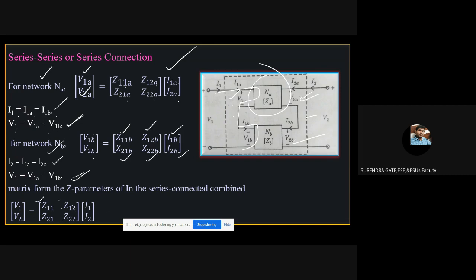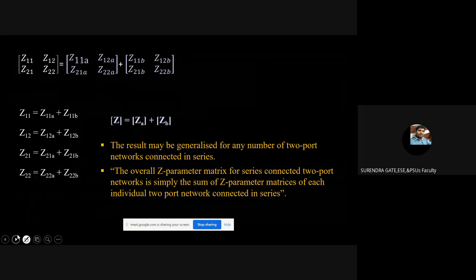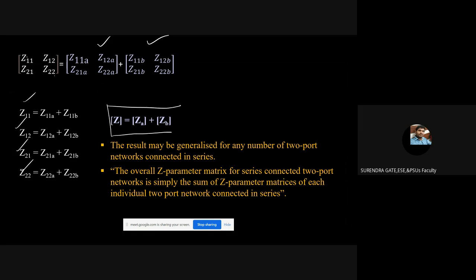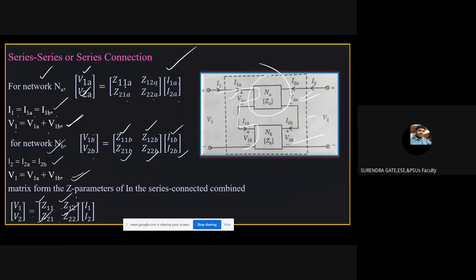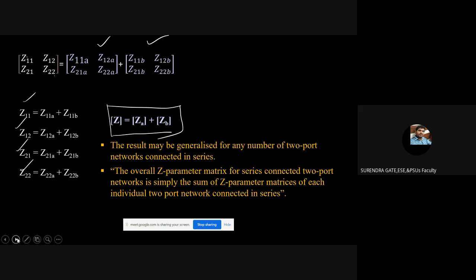Now I want to calculate Z11, Z12, Z21, Z22. How to calculate? These equal the sum of these ones, students. No need of any derivation. It is the sum of the network A parameters and the network B parameters. The Z matrix is simply ZA plus ZB. This matrix is the ZA matrix, and this matrix is the ZB matrix. So in series connection, the Z parameters are added directly.